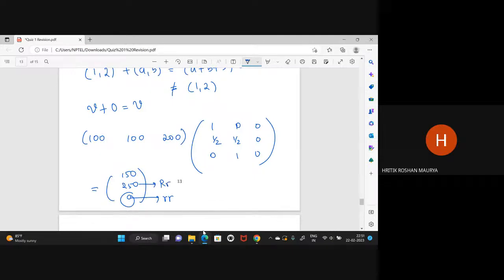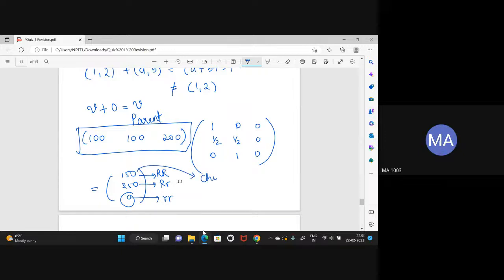This is capital R, small R. And then how will we get the next generation? This is the X1 generation. This is the current generation, this is the parent X0 generation. These are the parents, these are the children. So how will we go to the next generation?